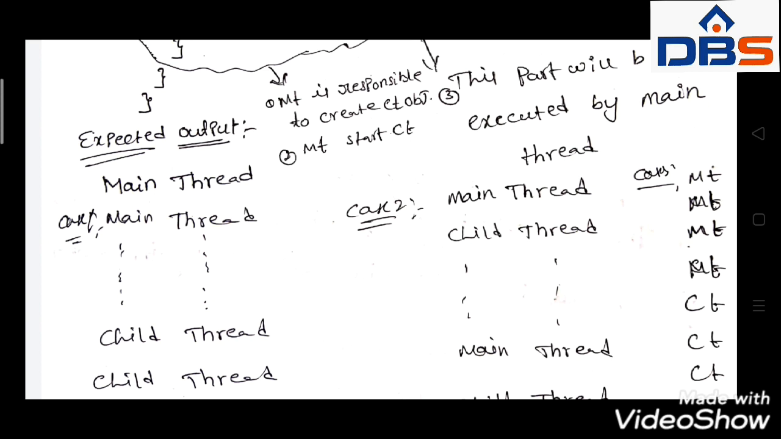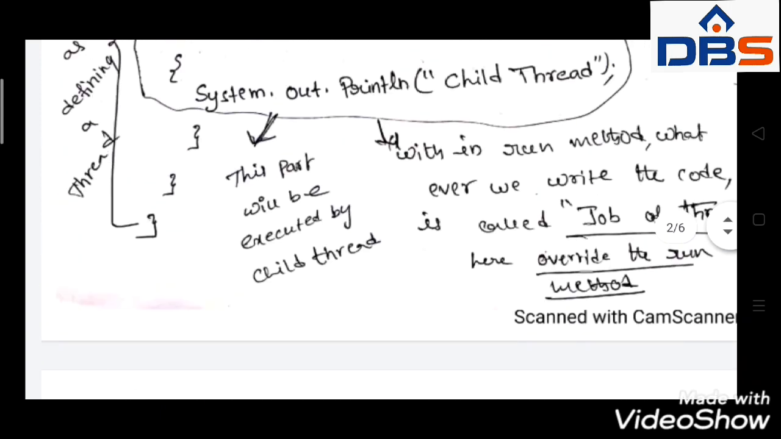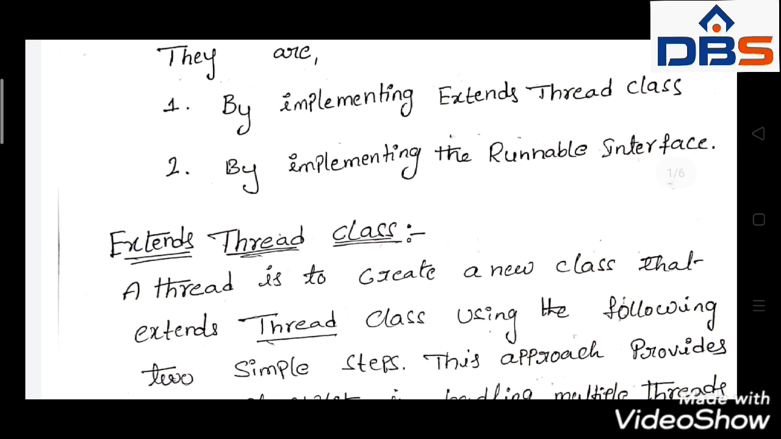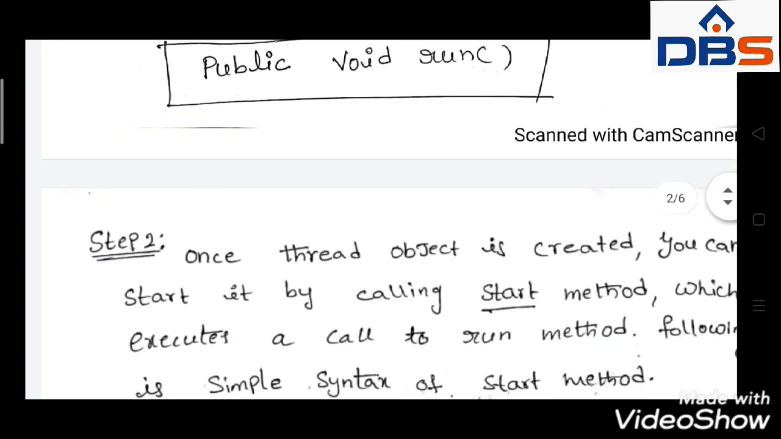So what is the case 1 output? It will execute 10 times main thread. After main thread it will execute 10 times child thread. Otherwise case 2, main thread, child thread, main thread, child thread, and so on. In case 3, some main threads, some child threads, some main threads, some child threads. Like this it will print the output. So this is the explanation regarding how we can create the thread by using the extends Thread class. So what is the second category?